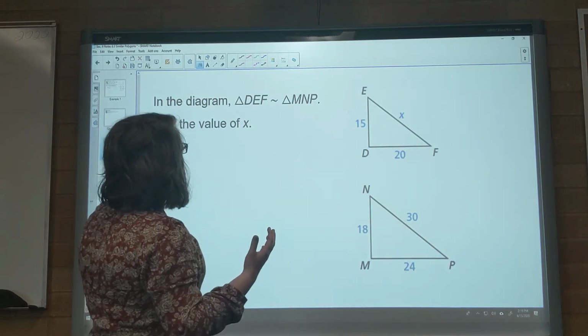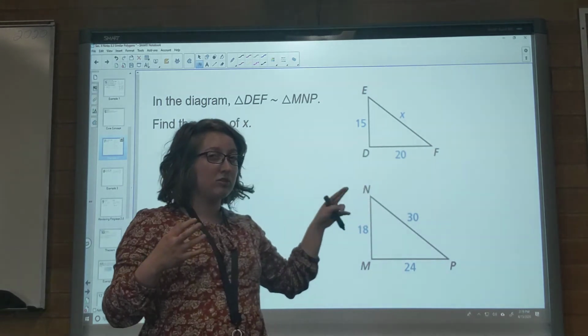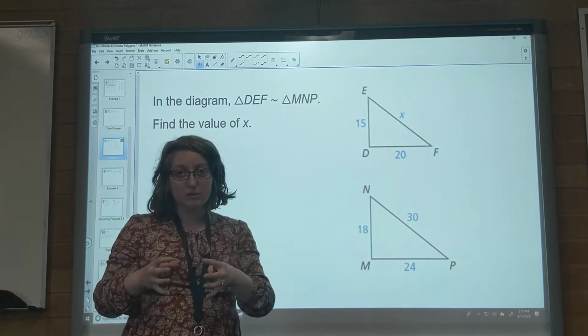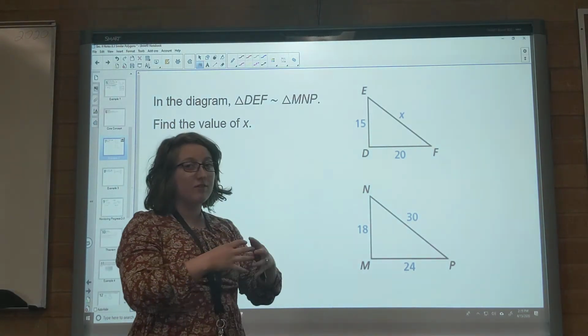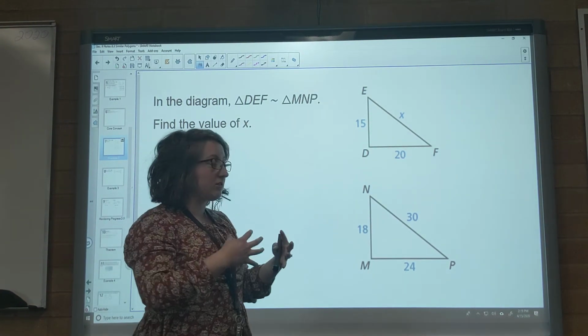Okay, so anytime that you have two things that are similar, remember Mr. Lee also used the word proportional. So if you hear similar, you know you've got proportions, which if you have an x or you're solving for something, then you're going to do a fraction equals a fraction. So that's what we're going to set up for this problem.